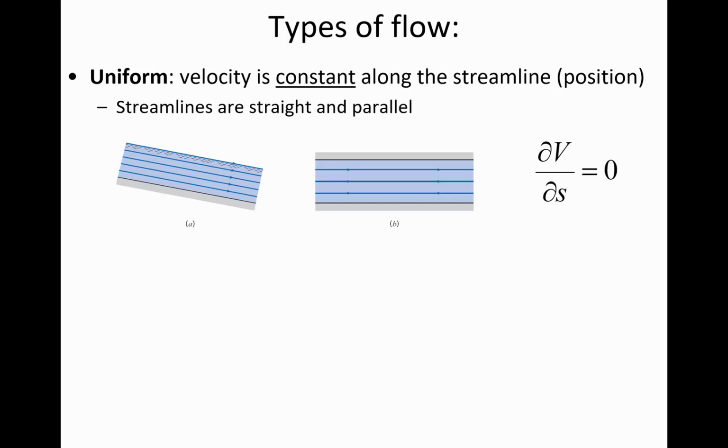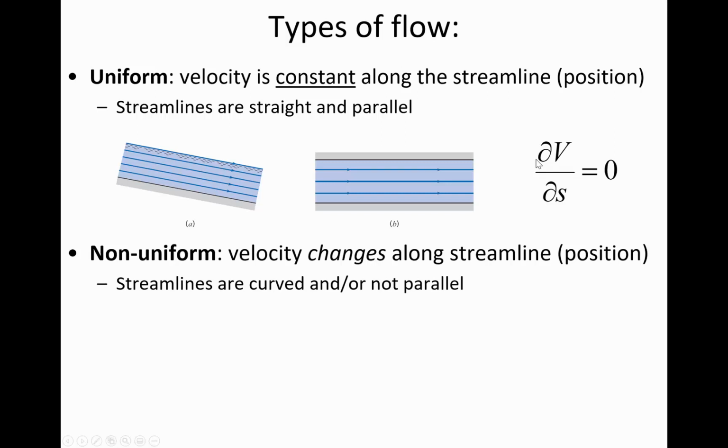And so if the streamlines are straight and parallel, like pictured here, then that tells us that the flow is uniform. Uniform is one of the first flow classifications we're going to talk about. And uniform means that the velocity is not changing with respect to position. That the velocity, direction, and magnitude are the same as it flows from left to right. So here it's saying that the change in velocity with respect to position is 0.